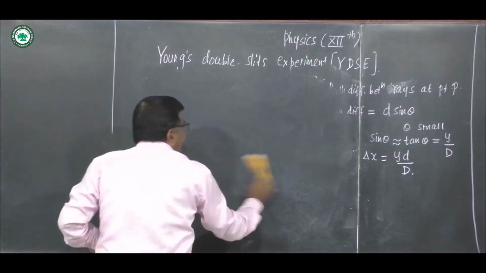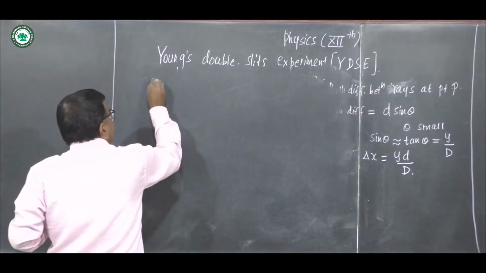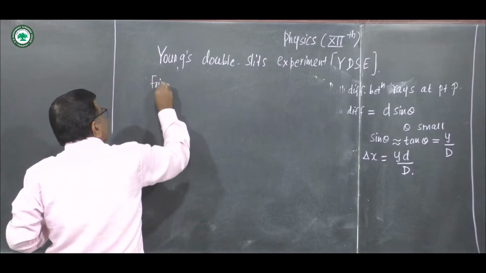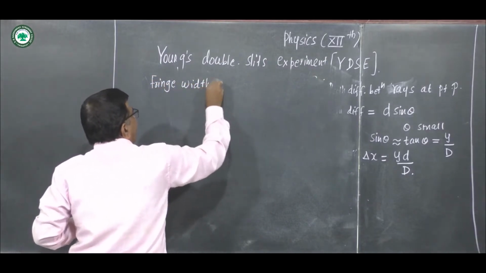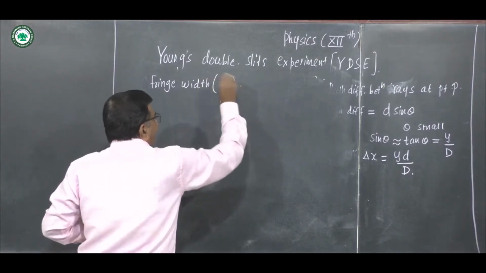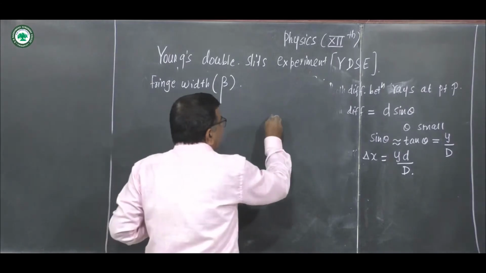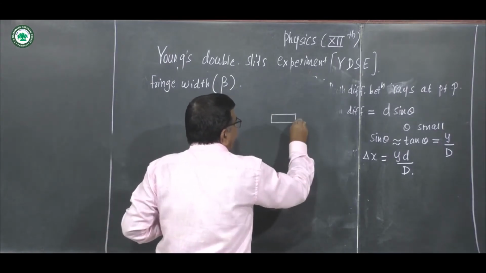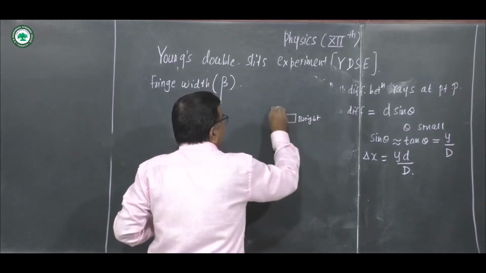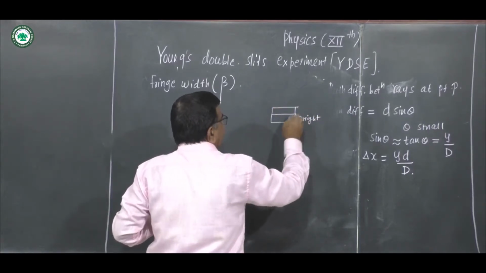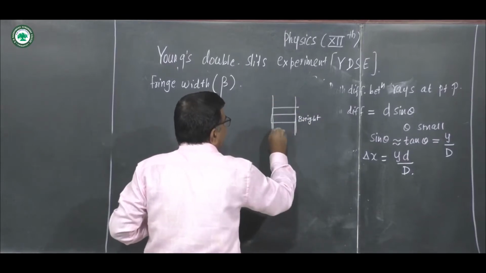Fringe width concept is very important here. Fringe width, denoted by beta. On the screen there are alternate bright and dark bands. Suppose this is a bright band, then there is a dark band, and these bands are alternately produced.